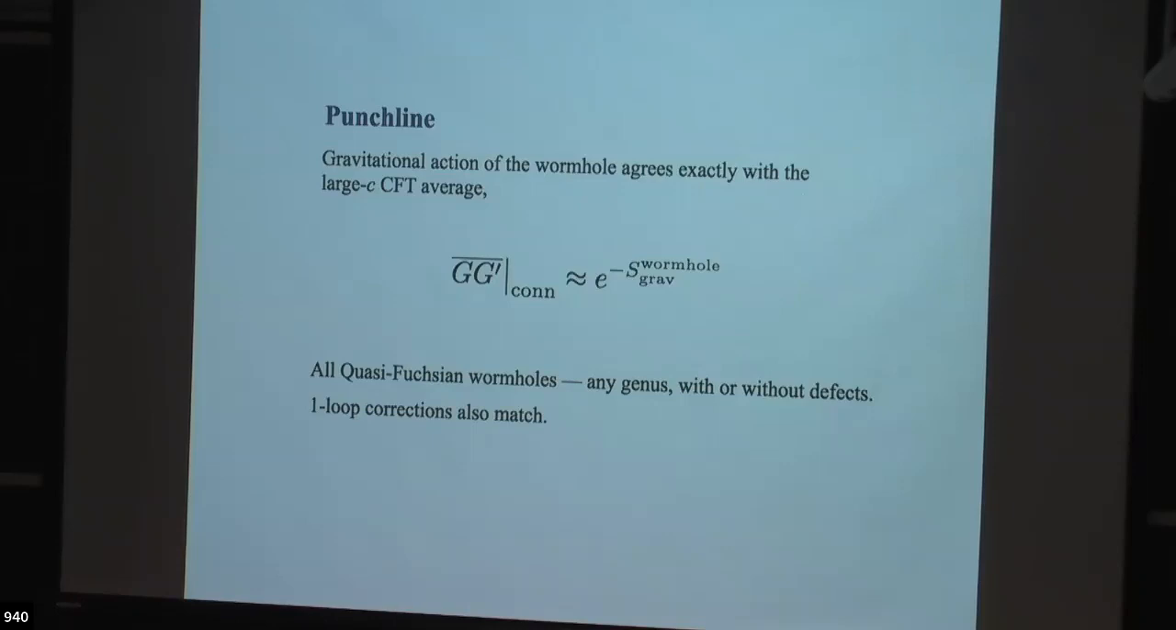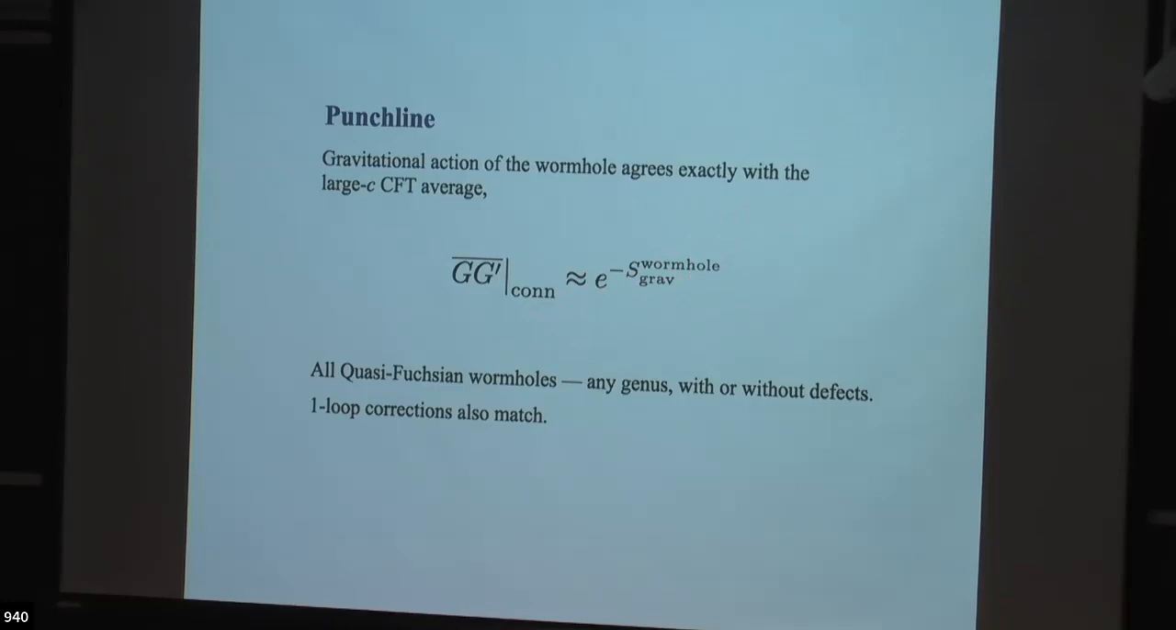Right. Yeah. So what do you mean by one loop on the CFT side then? In this case, there's an e to the c term, and then the prefactor is the one loop. So it just means that we take that ansatz and check the prefactors in this equation as well as the exponent. So the exponent agrees and the prefactor agrees.